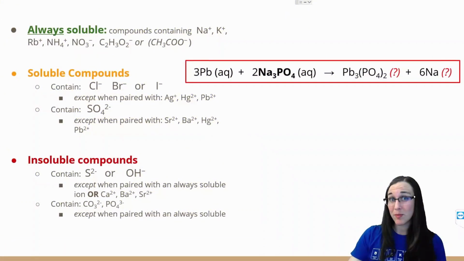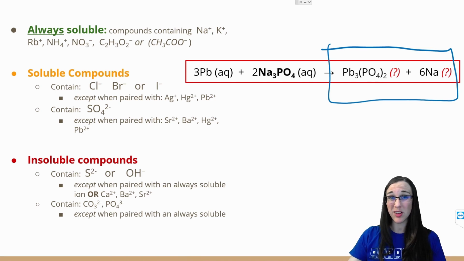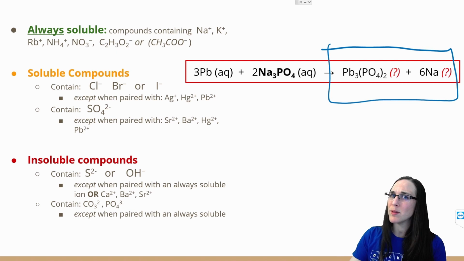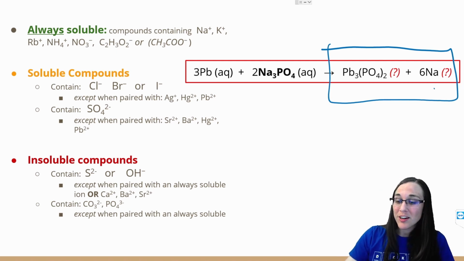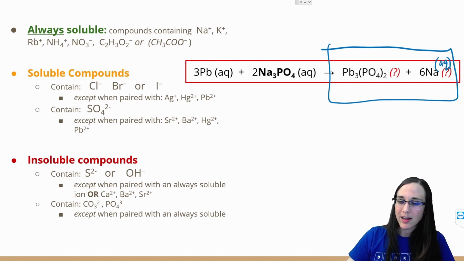So looking at our solubility rules, we can look at our products and see what would be soluble in solution, i.e. aqueous, and what would be a precipitate, i.e. a solid, S. In this case, sodium would be a charged cation, and it would be surrounded by water molecules in solution. So we know that Na, in this case, would be AQ, in solution. How about the lead phosphate?